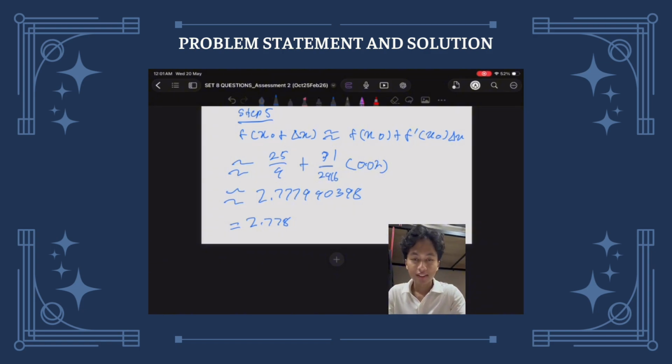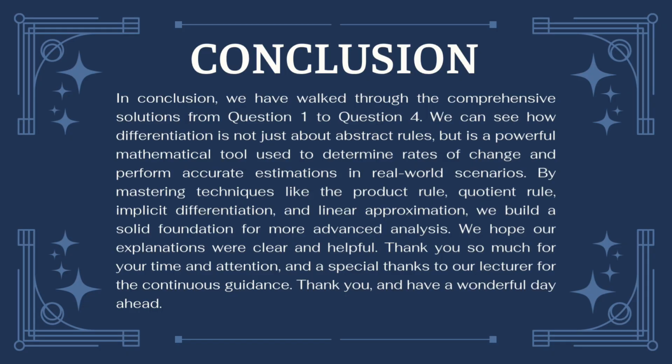So thank you, madam. In conclusion, we have walked through the comprehensive solution from question 1 to question 4. We can see how differentiation is not just about abstract rules, but is a powerful mathematical tool used to determine rates of change and perform accurate estimation in real-world scenarios. By mastering techniques like the product rule, quotient rule, implicit differentiation, and linear approximation, we build a solid foundation for more advanced analysis. We hope our explanations were clear and helpful.